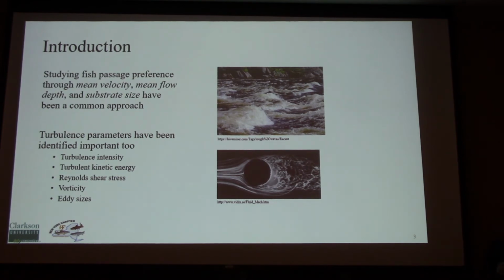A common approach to study the suitability of fish passage is studying through mean velocity, mean depths, and also substrate size and type. But recent studies have shown that there is another important parameter too, that is turbulence. Turbulence parameters can be very important too, can affect the fish behavior significantly. Turbulent parameters like turbulence intensity, turbulent kinetic energy, Reynolds shear stress, vorticity, and eddy size.